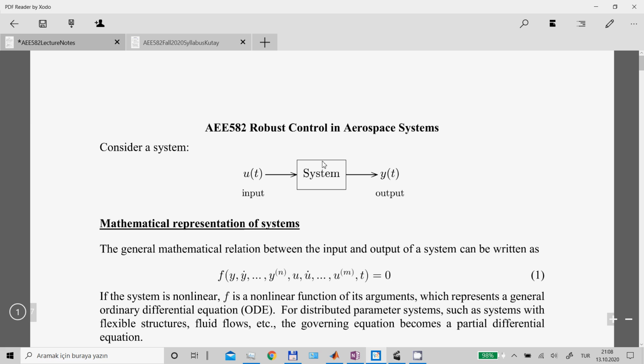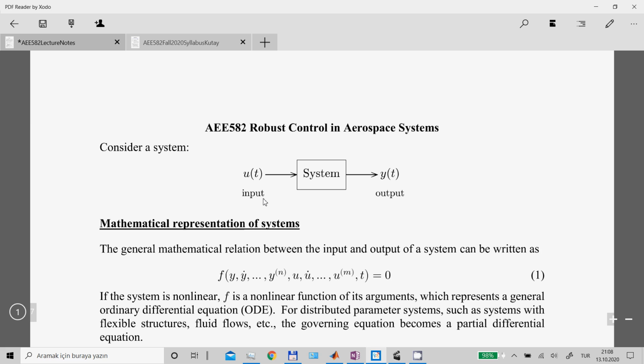And we usually divide inputs into two groups. If the input is something that the user can change arbitrarily, we call that a control input. Or sometimes you will see some inputs acting on the system, but the inputs cannot be changed by the user, and we call them disturbance inputs.